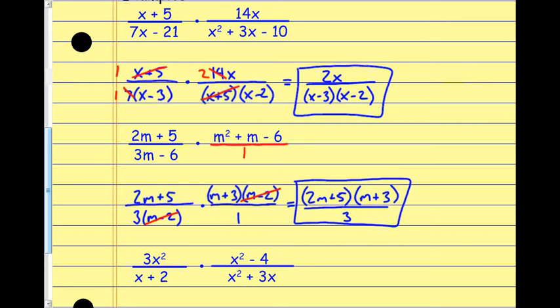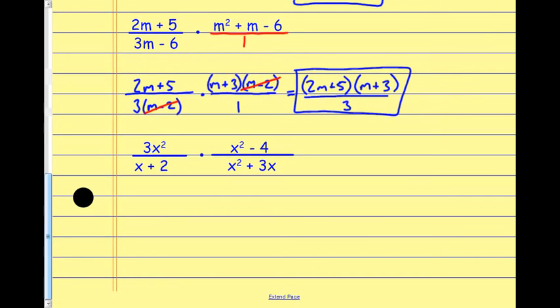If I look at the next one, again, a 3x squared I can't really do anything with. If you want to think of it this way as a 3x times x, in terms of multiplication, in terms of all three of those individual factors, you can. Over here, the x squared minus 4 is a difference of squares, so I'm going to factor that into an x plus 2 and an x minus 2. The denominator has a greatest common factor of x. So I take the x out. That leaves me with an x plus 3.